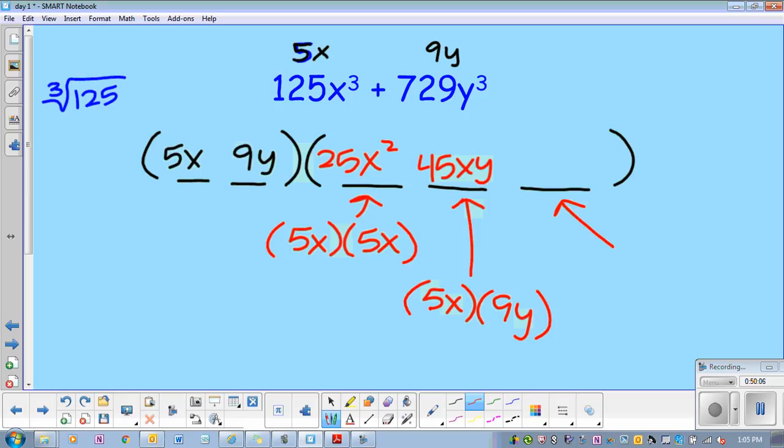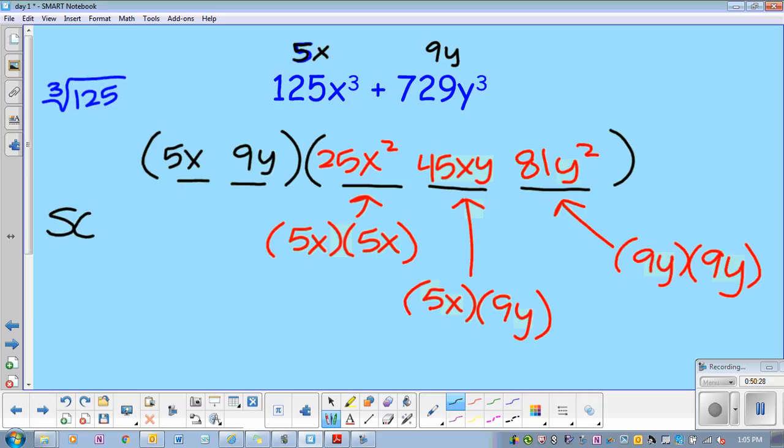And then that last one, well, you got to go back to these two, right? We square the first one, we multiply them together. The only other option now is square the last one, right? 9y times 9y. Wait, there has to be 81. You see that? Good.